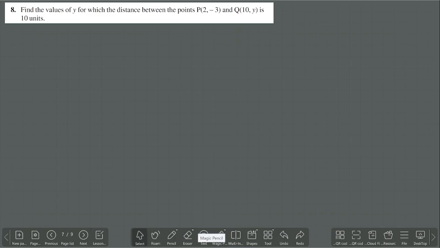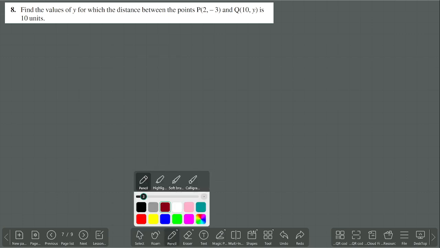Question number 8, exercise 7.1, coordinate geometry chapter. Already we have seen till 7. So this is the 8th question we are going. Find the values of y, and there is a condition. It's given something. We have to find y.